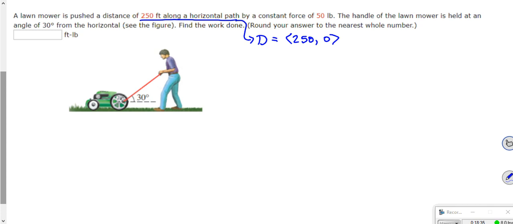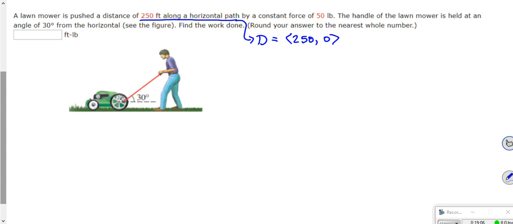Okay, by a constant force of 50 pounds, but the handle of the lawnmower is held at an angle of 30 degrees from the horizontal. Now, if you remember back in section 9.1, in order to find the I and J components of a vector, the I component was the magnitude or force times cosine of the angle, and the J component was the magnitude or force times sine of the angle.